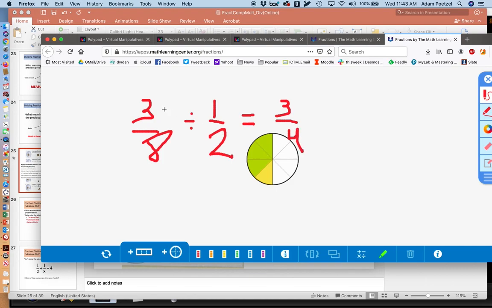Now, something interesting here, if you notice the pattern? If I divide the numerators, 3 divided by 1 is 3, and 8 divided by 2 is 4. Well, that's interesting. I just divided across, and I got the right answer. Think that always works, or did we get lucky here? We'll come back to that in a moment.